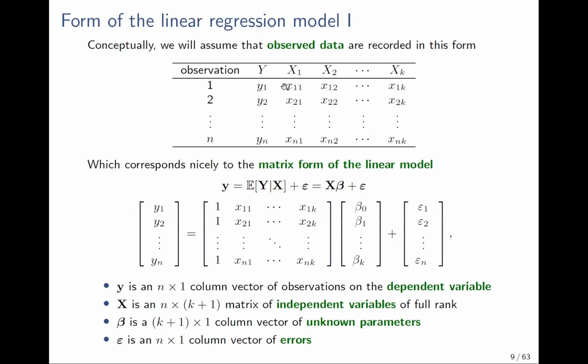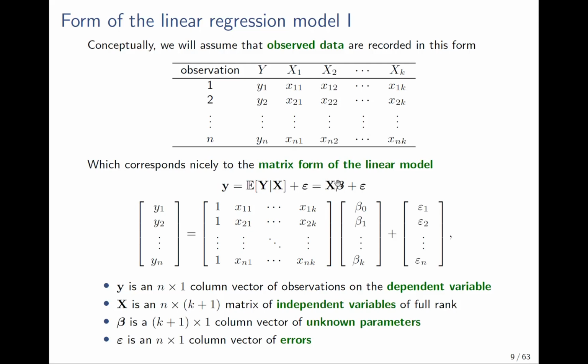And the nice thing about thinking about the data in this kind of very familiar spreadsheet form is that it corresponds nicely to the matrix form of the linear regression model shown below. So in the matrix form, y is our n by 1 column vector of observations on the dependent variable. So a column vector with n rows. This is just the usual conditional expectation notation, ignore that for the moment.